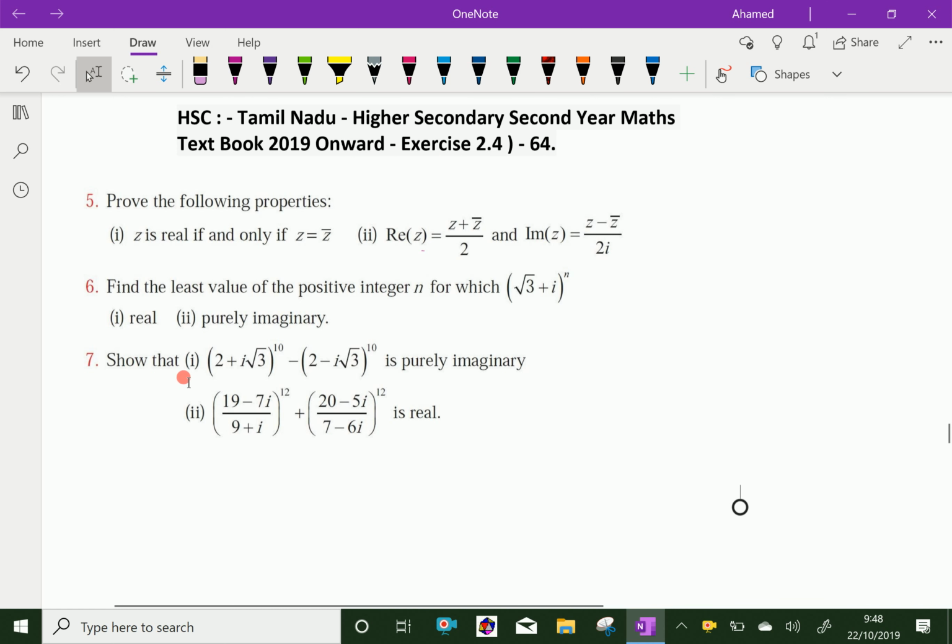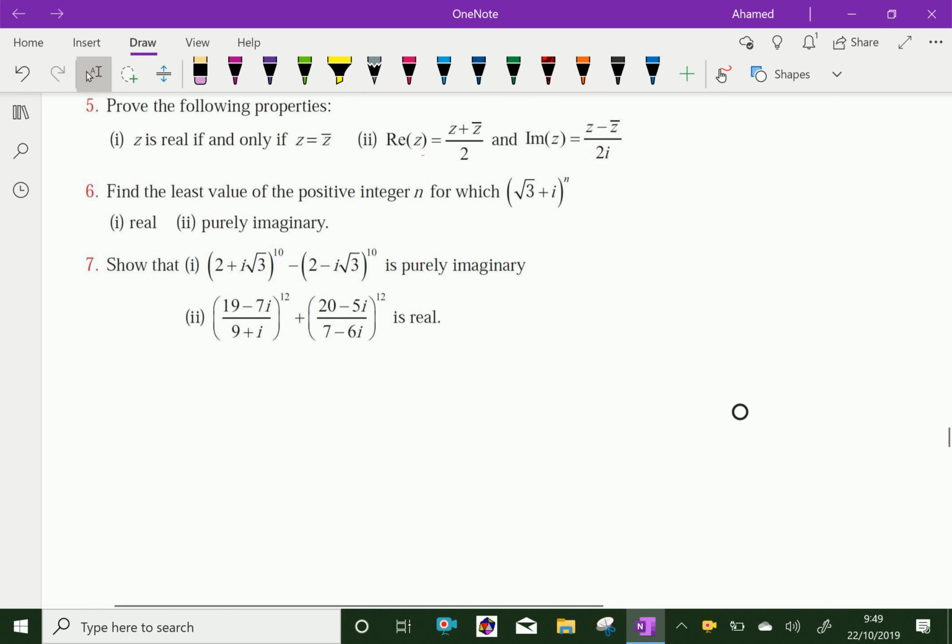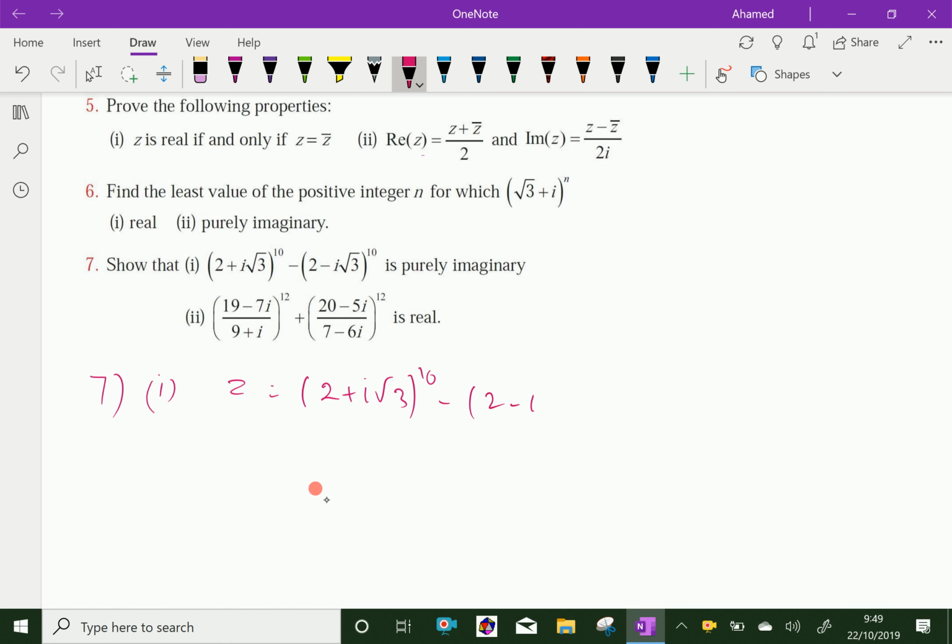Exercise 2.4, question number 7. Show that, first one, (2 + i√3)^10 − (2 − i√3)^10 is purely imaginary. Now, let us do the first part. Let z equal the given complex number, that is (2 + i√3)^10 − (2 − i√3)^10.